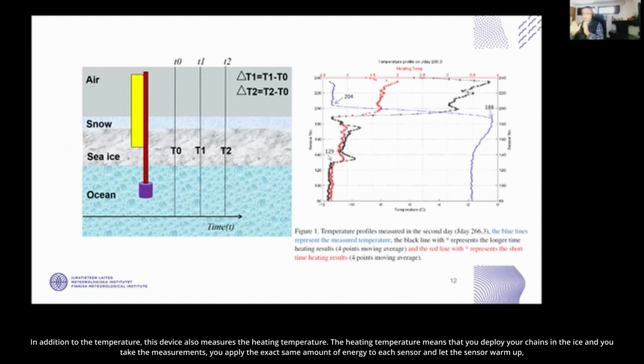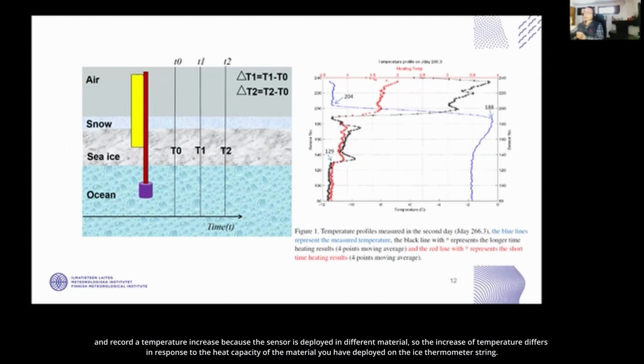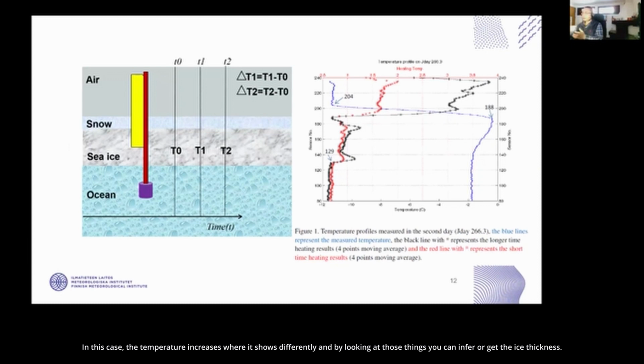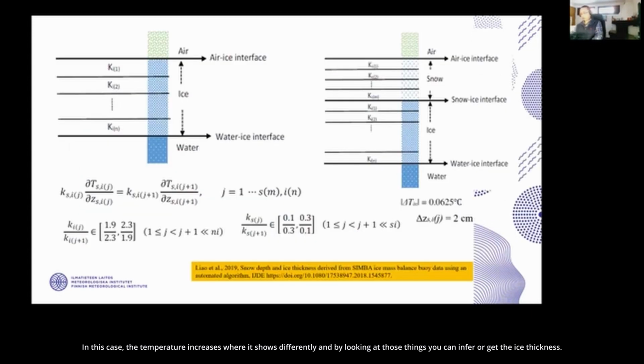The heating temperature means that you deploy your chains in the ice and you take the measurement. You apply exactly the same amount of energy to each sensor, let the sensor warm up, and record the temperature increase. Because the sensors are deployed in different materials, the increase of temperature is different in response to the heat capacity of the material where you have deployed the ice thermometer string. So in this case, the temperature increase will show differently. And by looking at those things, you can infer or get the ice thickness.